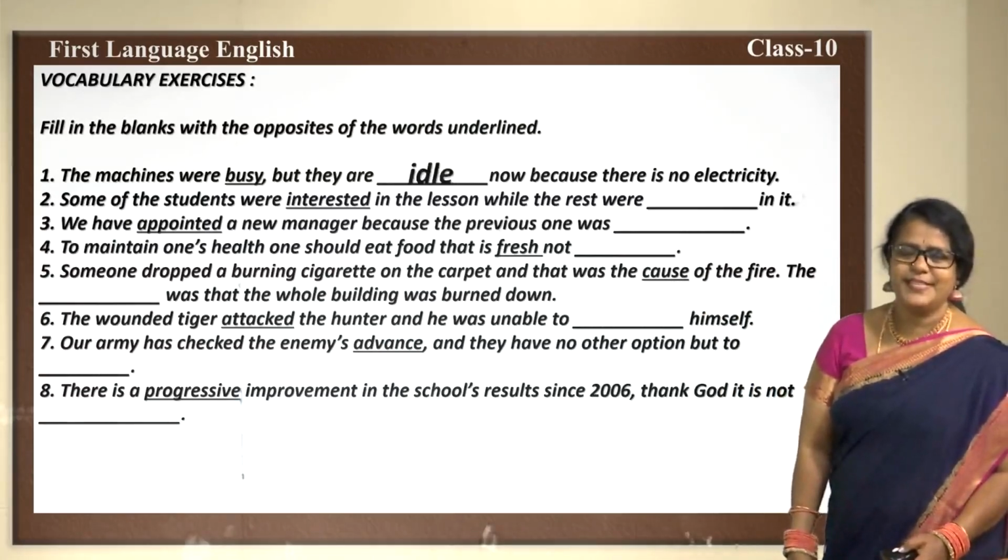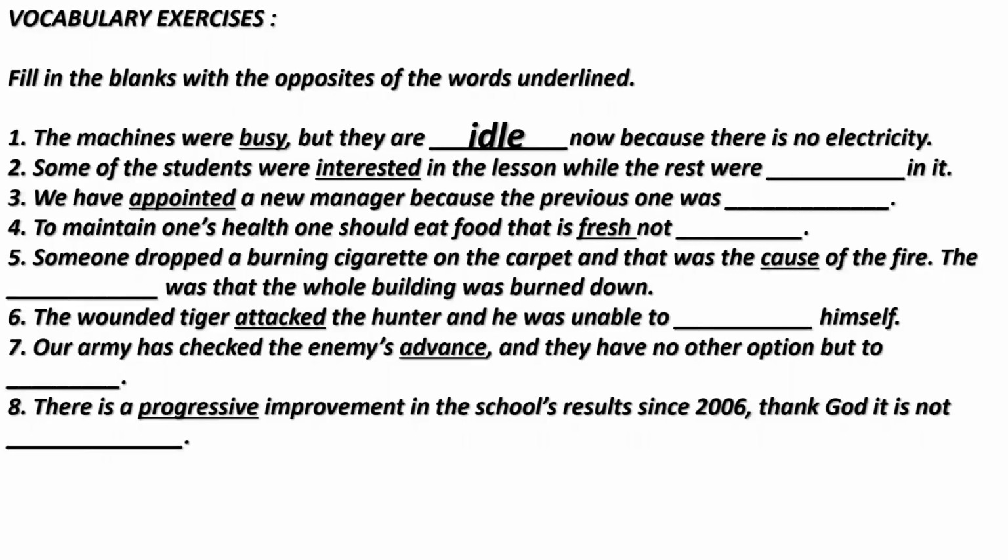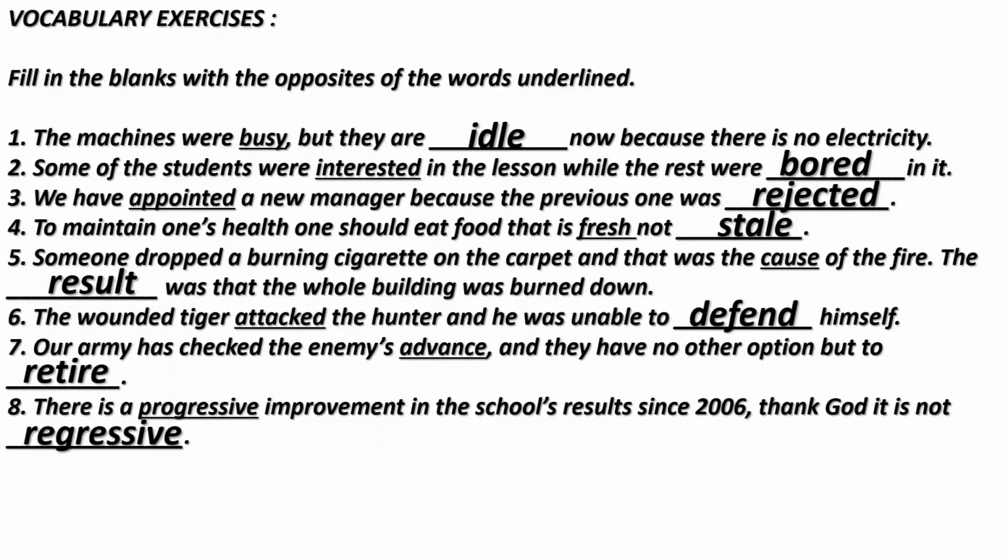Busy, the first sentence, idle. Interested, bored. Appointed, rejected. Fresh, stale. Cause, result. Attacked, defend. Advance, retire. Progressive, regressive. Yes, children, these were the opposite words.